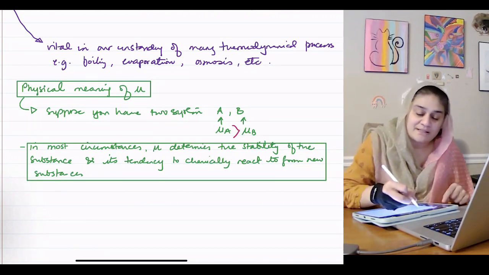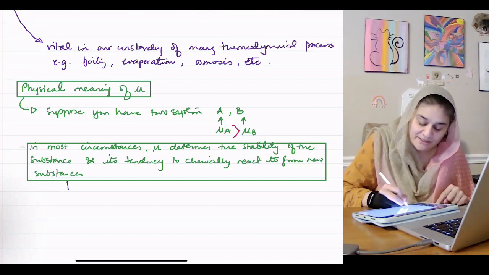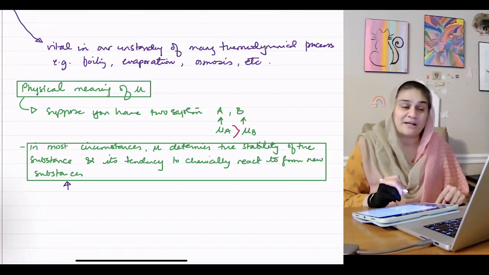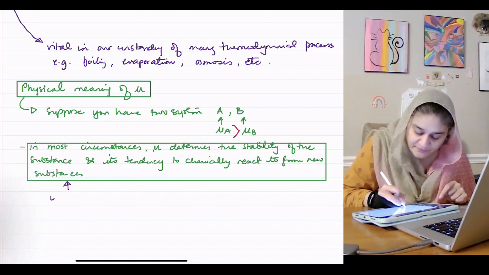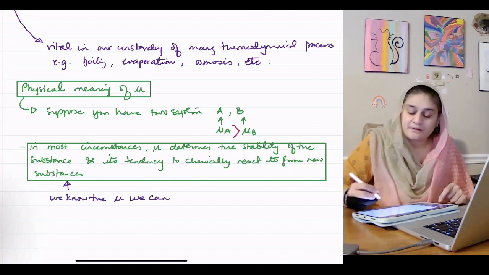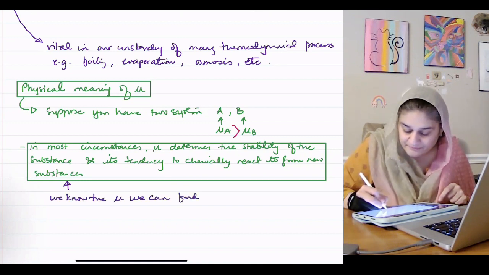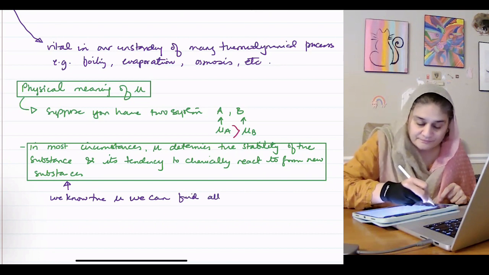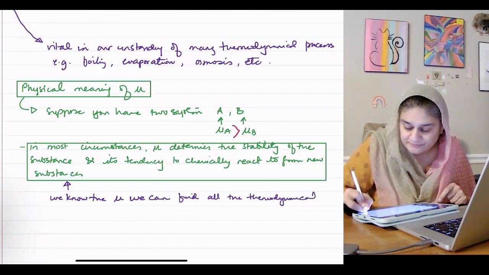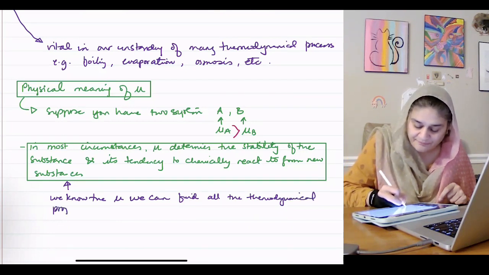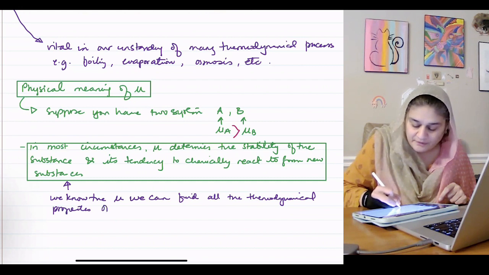So this is the reason why it is so important in chemical thermodynamics, because once we know the mu, we can find all the thermodynamical properties of the substance.